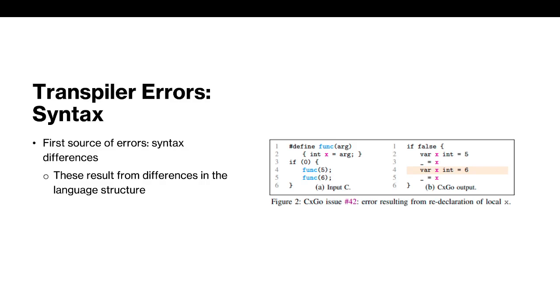The first and most obvious is syntax errors, and these result from differences in the language structure that the transpiler may incorrectly translate and lower and introduce errors in the generated code.